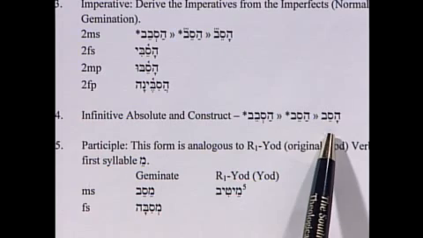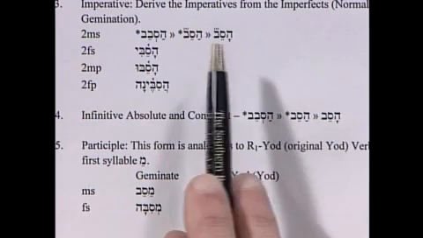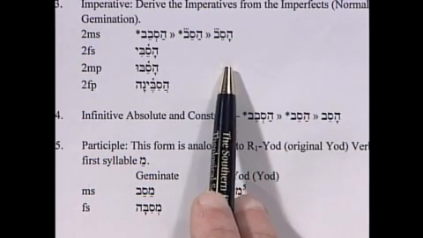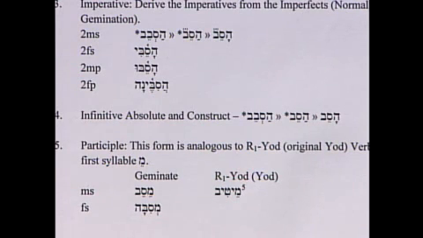Then we have the infinitives. The infinitive absolute and construct will look identical this time. And again, you can see it's hasev, which is identical to your imperative form. So now, normally in a hifil, the imperative 2ms and the infinitive absolute look identical, but this time both infinitives and the imperative 2ms will look identical, so you want to keep that in mind.